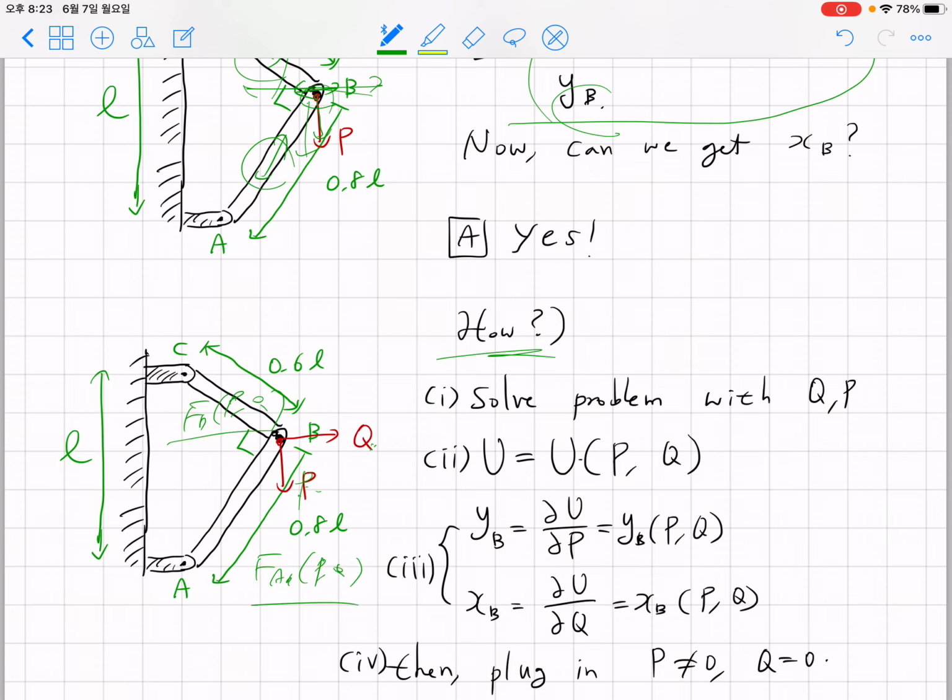After obtaining FAB and FBC in terms of P and Q, you can write down U as a function of P and Q. After that, if you do partial U partial P, and partial U partial Q, they correspond to deflection along the vertical direction and horizontal direction respectively. After obtaining this, if you plug in the given P value, which is non-zero, and if you plug in Q equals 0, you will be able to obtain the solution for XB. And regarding this, if the deflection along x is 0, it will turn out to be 0 after plugging in Q equals 0. If there exists horizontal deflection, even though there is only vertical force, you're gonna have non-zero XB, and to check whether that's the case, we have to solve the problem.